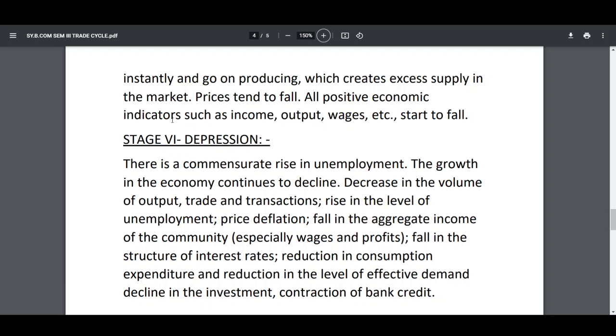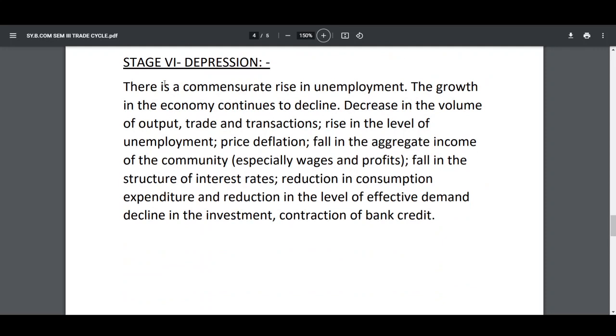All positive economic indicators such as income, output, wages, etc. start to fall. Last stage, stage 6, depression. There is a commensurate rise in unemployment. The growth in the economy continues to decline. Decrease in the volume of output, trade, and transactions. Rise in the level of unemployment.